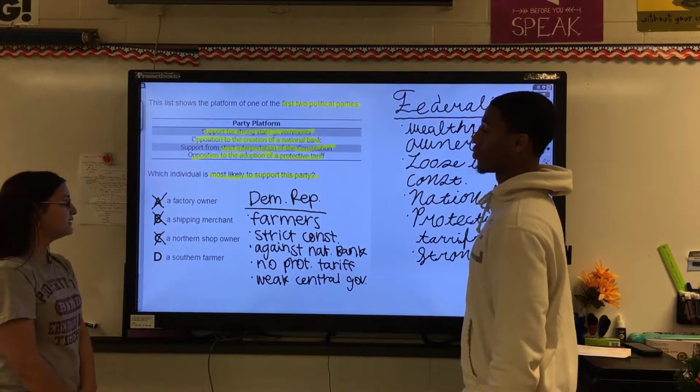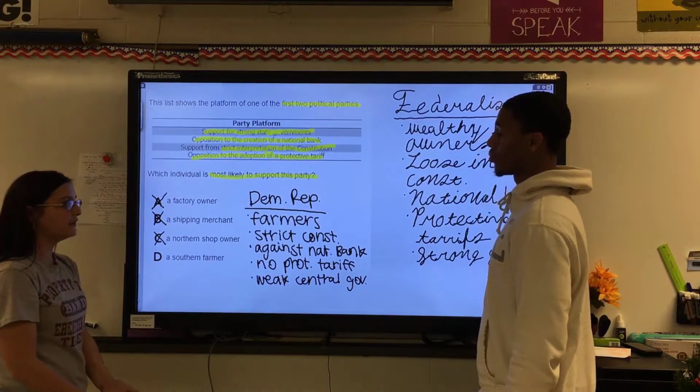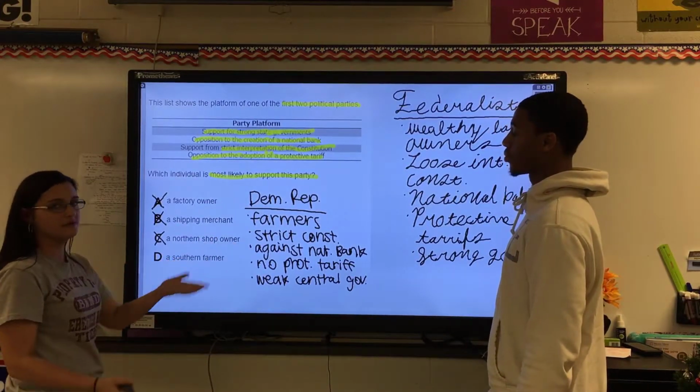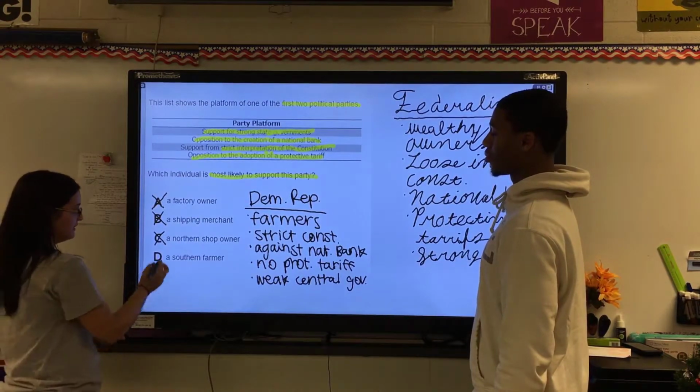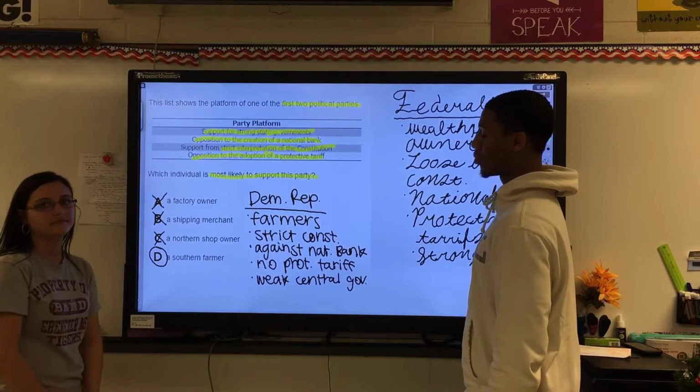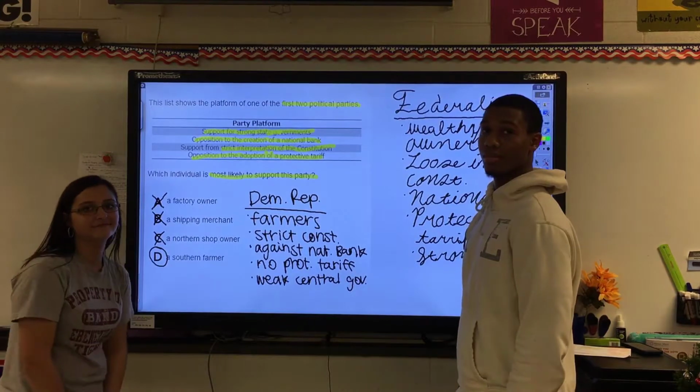And answer choice D says a southern farmer. When we look under Democratic Republican, the first point we wrote was they're farmers and supported by farmers, so therefore the answer to this question is D, a southern farmer. And that is how you break down a question.